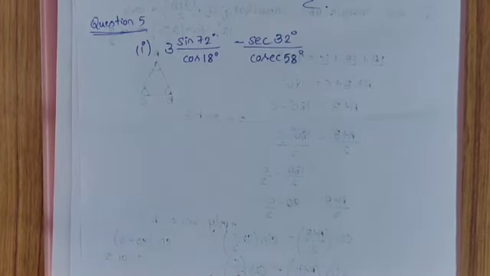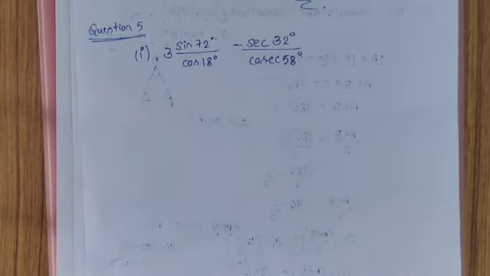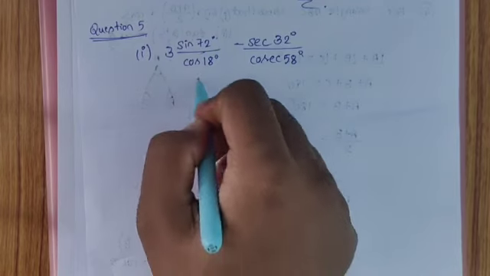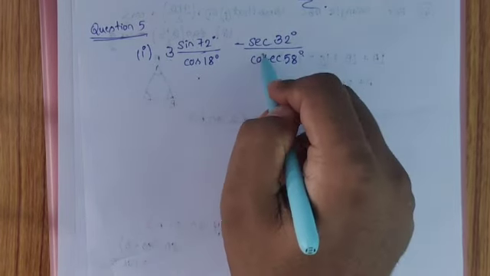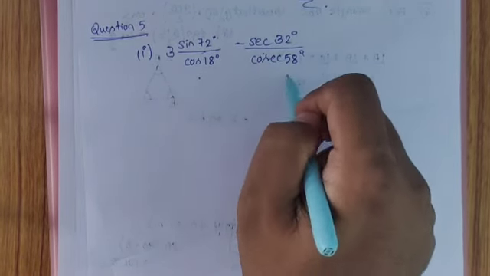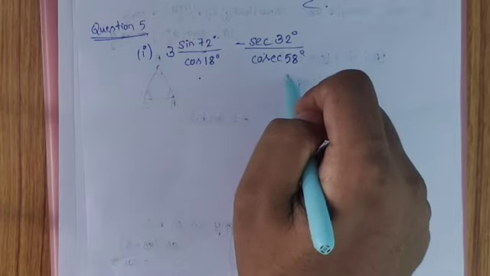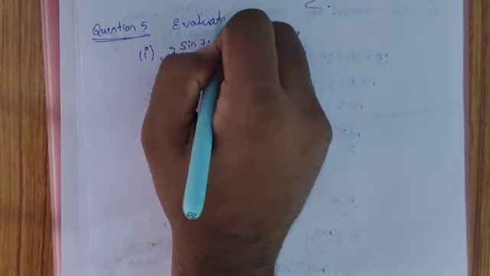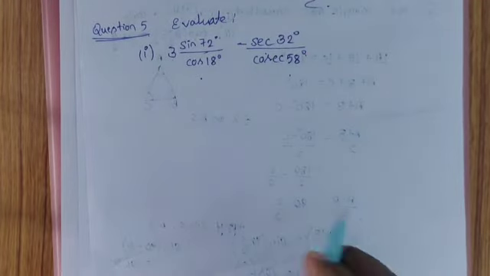So now question number 5. Question number 5, first question: 3 into sin 32 degrees divided by cos 18 degrees minus sin 32 degrees divided by cosecant of 58 degrees. We need to evaluate this. So question number 5 is to evaluate the following.